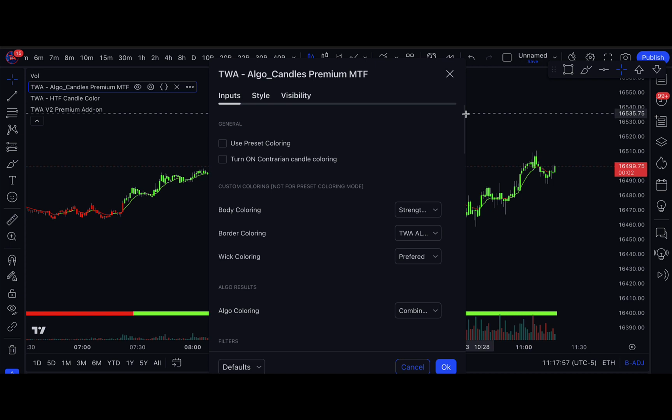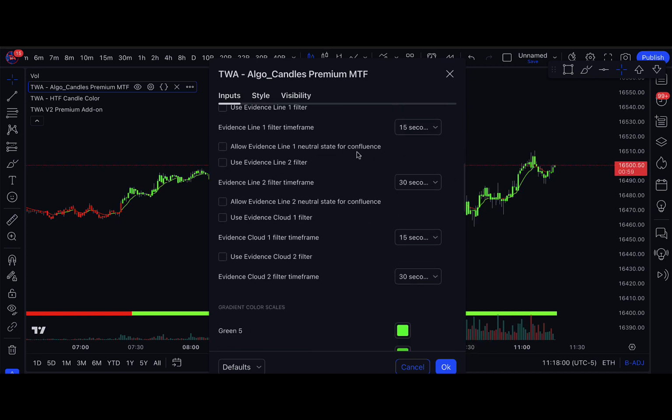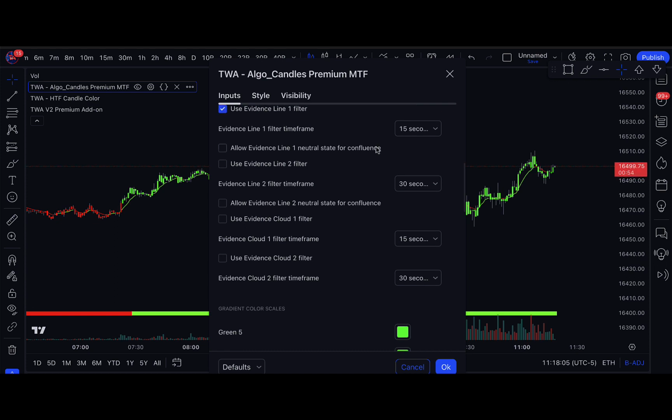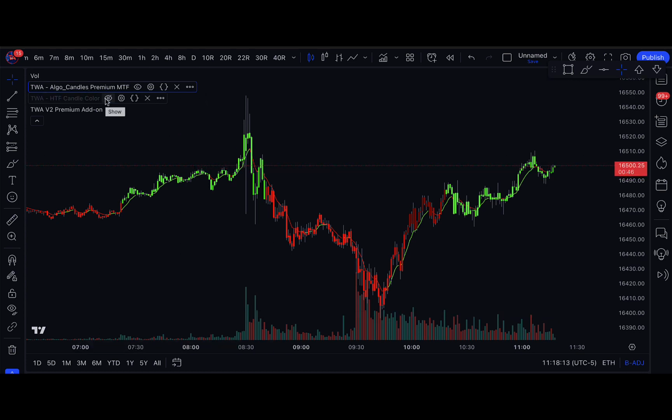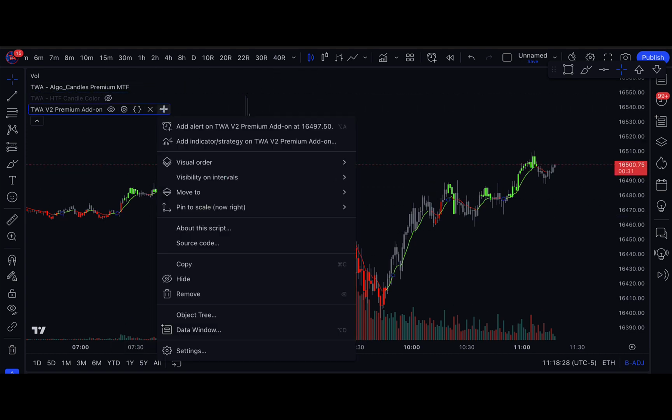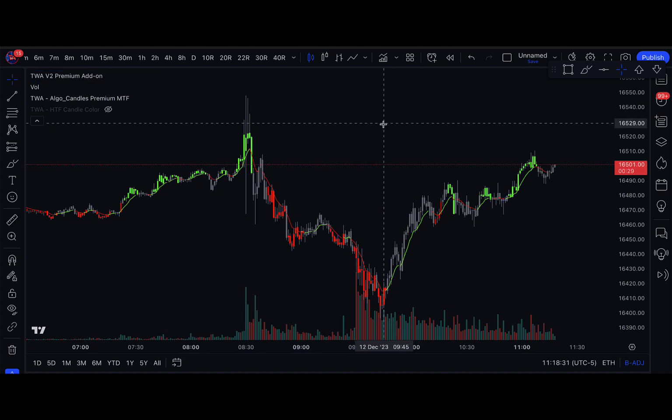to the algo candles. And we find our evidence line. Its default is 15 seconds. We click on that, we want to use it. So we go ahead and click it. And you get to see, turn off the higher time frame. And you get to see right here where it turns gray. There you go. So anywhere where they don't match, it turns gray. Bring it to the front so that way you can see it a little bit clearer.